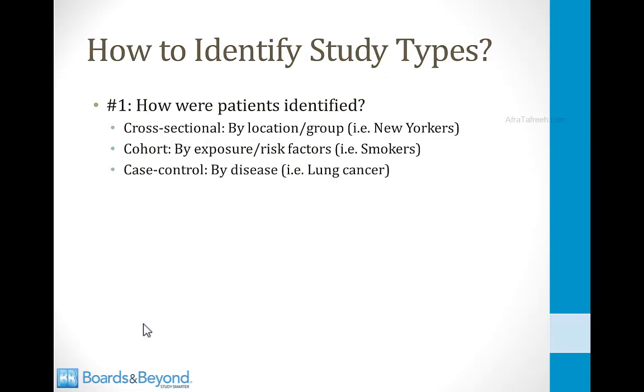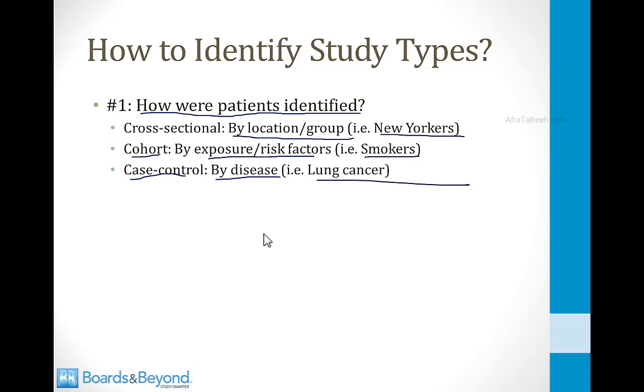So it's very high yield to know how to identify the type of study from a description. So let's go over some of the steps we went through to identify study types. So first, ask yourself how they identify the patients. In a cross-sectional study, patients are identified by location or group, like for example, New Yorkers. In a cohort study, they're identified by exposure or risk factor, like smoking status. And in a case control study, they're identified by disease, like presence or absence of lung cancer.